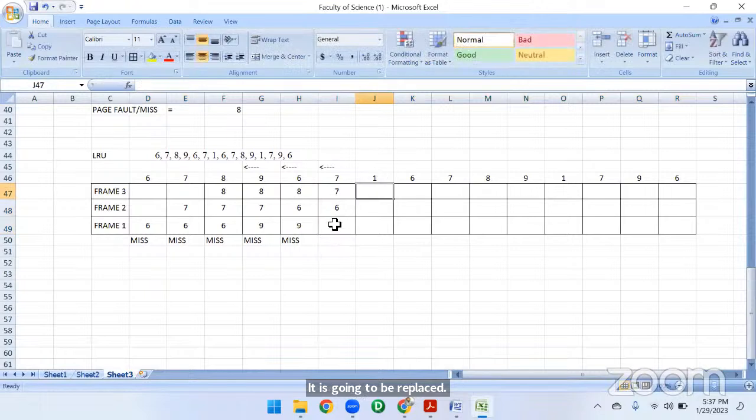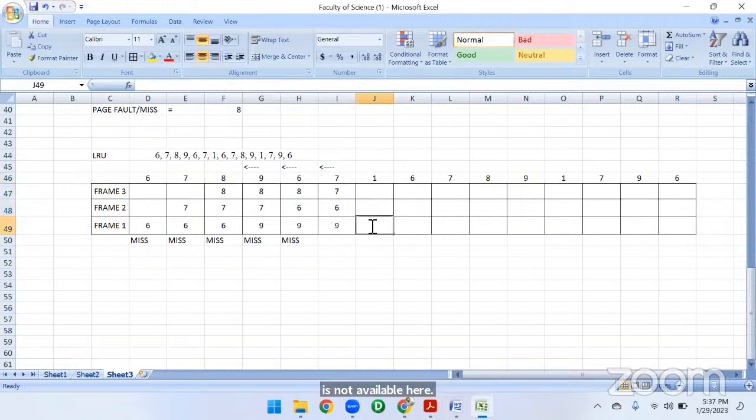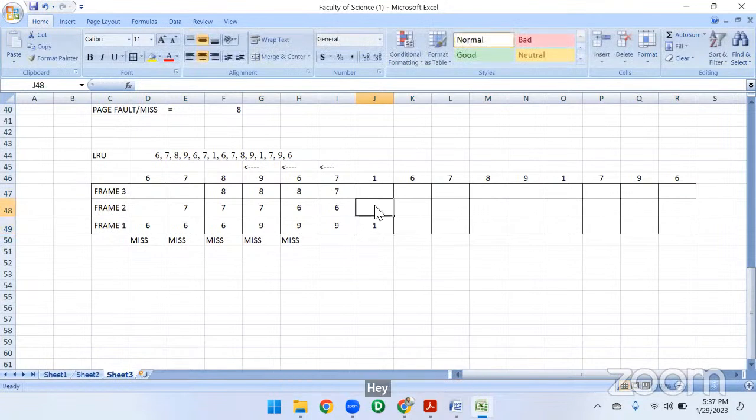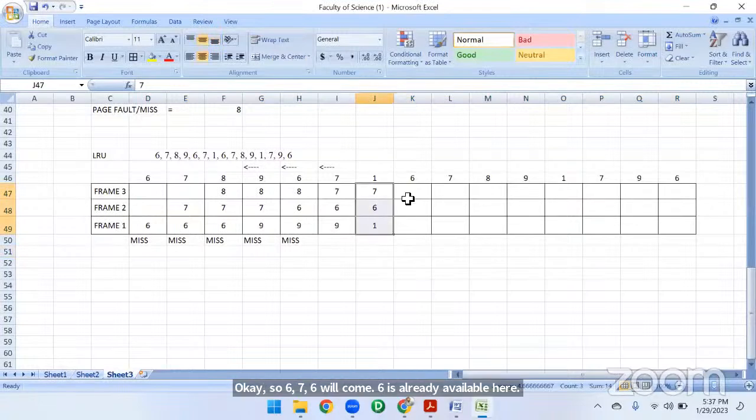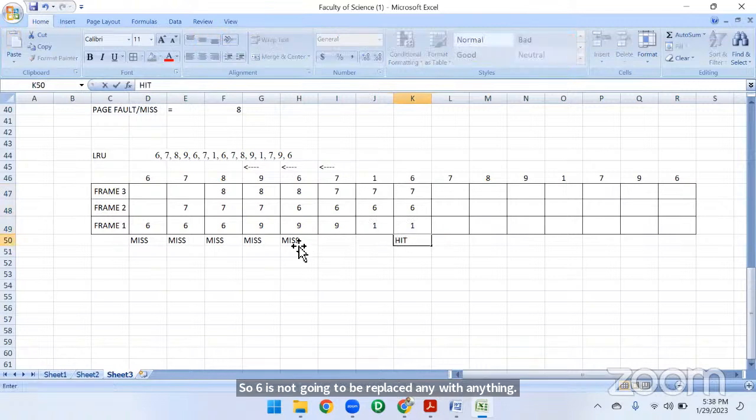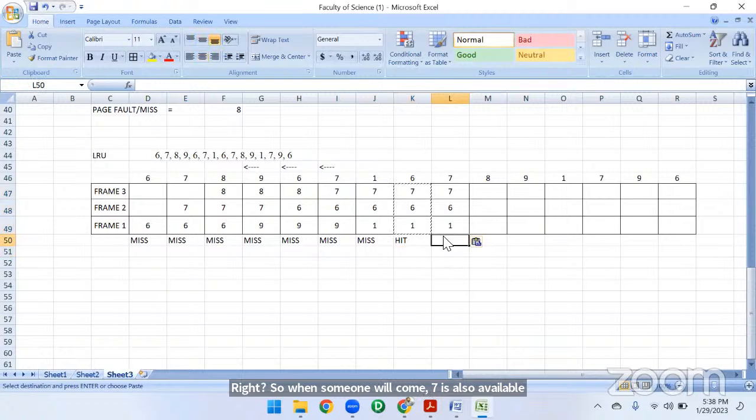So when 1 comes here, 1 is also not available here. So it is checking with 7, 8, 9. With whom is it replaced? With the 9 it is going to be replaced. Okay. So when 6 comes, 6 is already available here, right? So 6 is not going to be replaced with anything. So it is a hit, hit 1. So these two are misses. Right. So when 7 comes, 7 is also available here. Okay, this is also a hit.